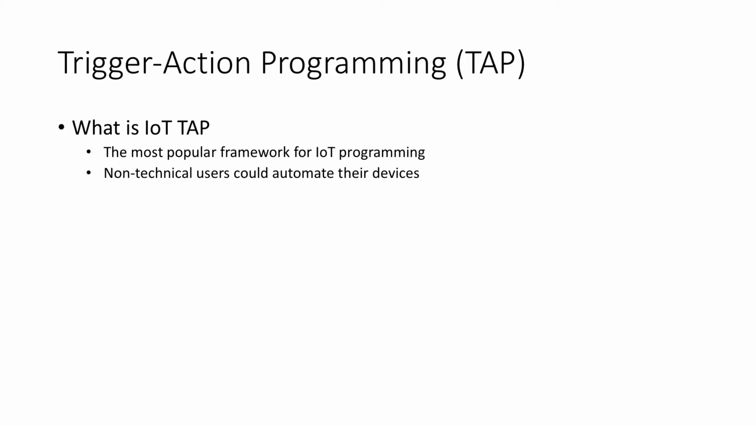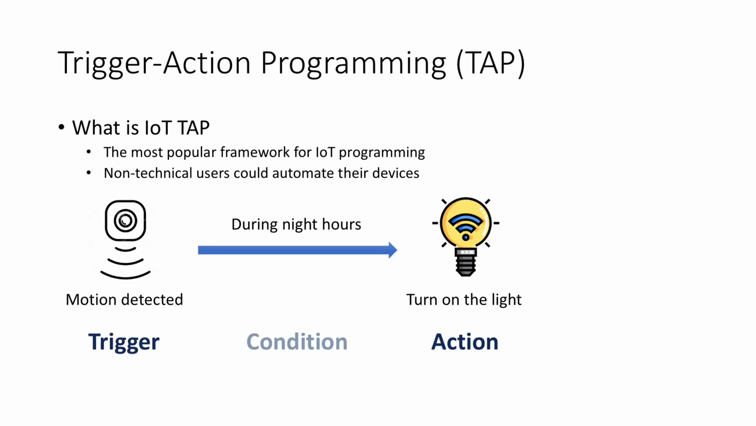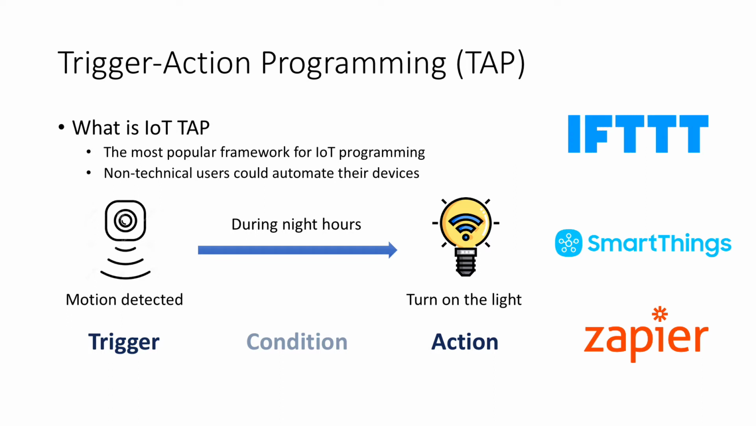Trigger action programming is the most popular framework for IoT programming, which enables non-technical users to express their intent in automating IoT devices. A trigger action program specifies that when a certain trigger event occurs, like motion is detected, one or more actions, like turn on the light, should be subsequently executed. There could be a condition in the TAP rules. TAP has been widely supported by many commercial IoT platforms, like IFTTT, SmartThings, and Zapier.